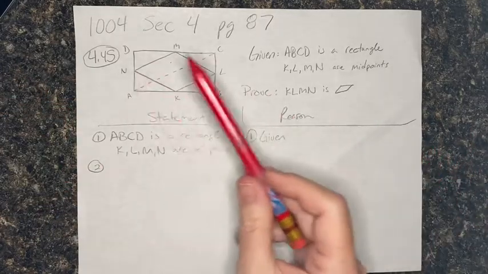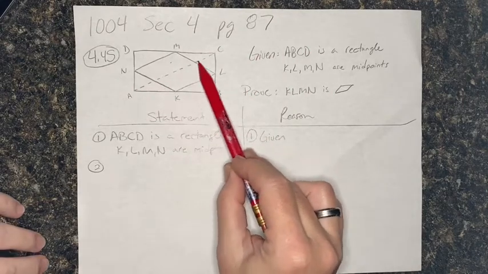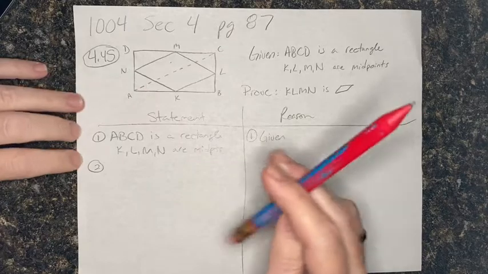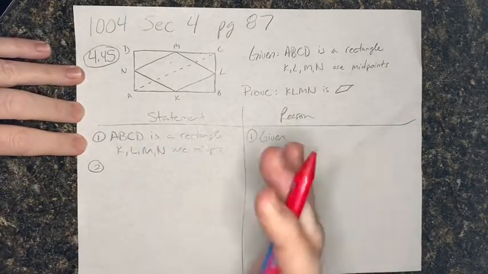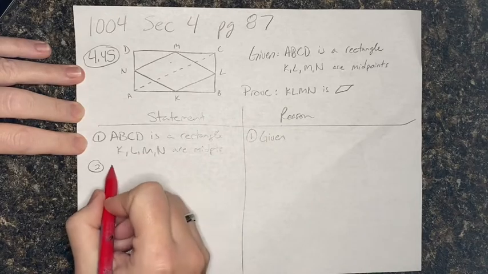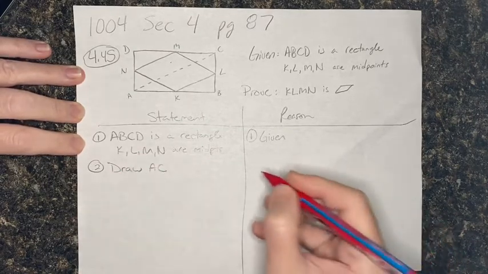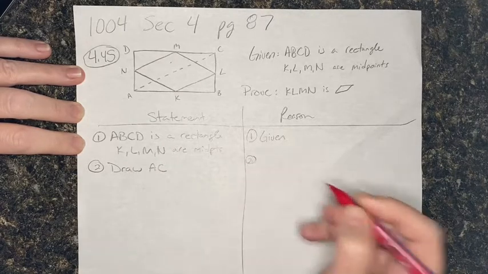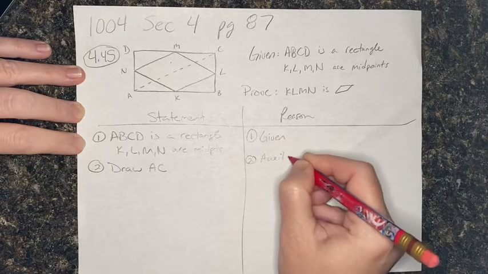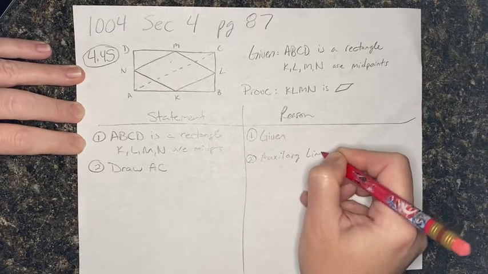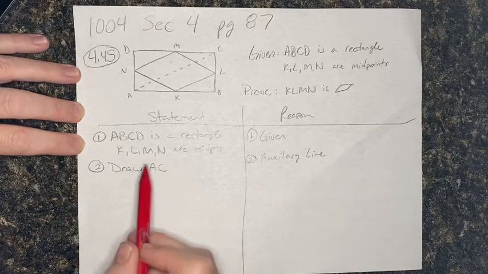Two. Well, what does this tell us? The drawing tells us that we need to do another step, right? They've put in a dotted line AC. And that's a step that they want us to take. They've put that dotted line in there as a note to us. So they want us to draw AC. And what do we call it when we draw an extra line into something? We call it an auxiliary line. Okay, so we are just drawing in an auxiliary line, and that line is AC.